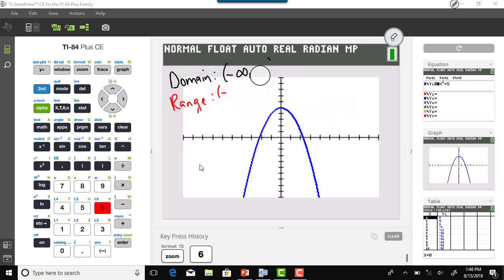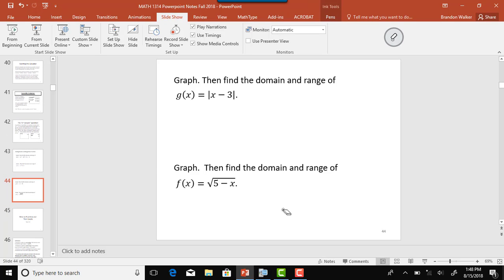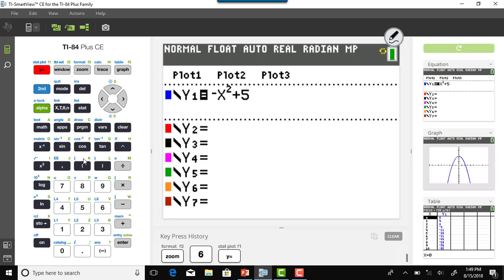Okay, so let's look at two more examples of looking at some things with your calculator, but also looking at domain and range. I'm going to show you where some different buttons are on your calculator. So this top one here says we want to graph the absolute value of x minus 3, and then from there we want to find the domain and range again. So I just want to show you where the absolute value button is on your calculator, and then again talk about the domain and range. So we're going to go to y equals, and I'm going to get rid of my function there of negative x squared plus 5. So now I want to find the absolute value.